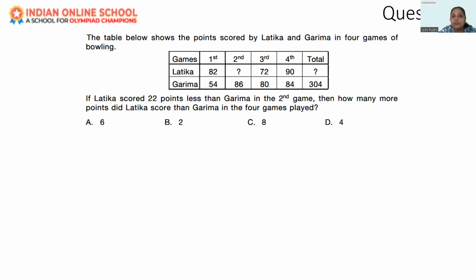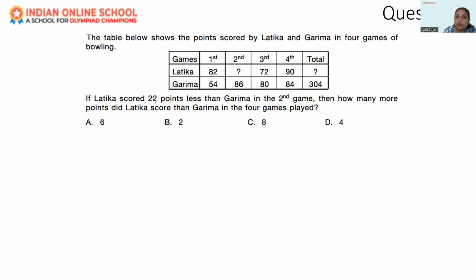The table below shows the points scored by Latika and Garima in 4 games of bowling. The games are 4 rounds. First round, Latika scored 82, Garima scored 54. Second round, I don't know what Latika scored, Garima scored 86. Third round, 70 and 72 and 80. Fourth, 90 and 84. The totals are given.